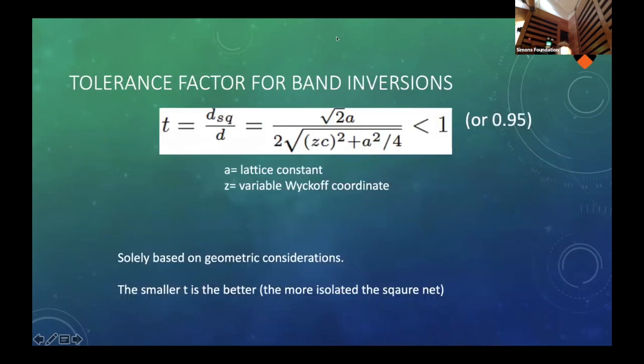And so you can write a formula based on this. This is just based on lattice constants and Wyckoff coordinates, which just gives you a geometric, what we call tolerance factor, to when we believe, based on our hypothesis, we should have band inversions in these materials and at the Fermi level, and when we should not. And so we could say it should be smaller than 1, but actually we found later that giving it a bit of leeway and saying smaller than 0.95 is a better method. So let's see how that works out.